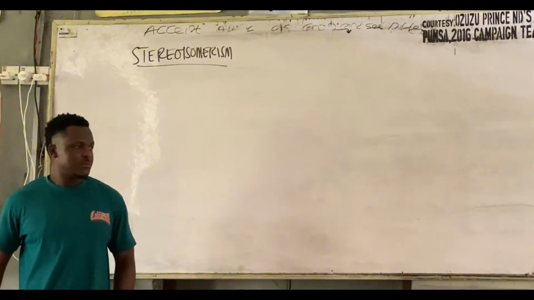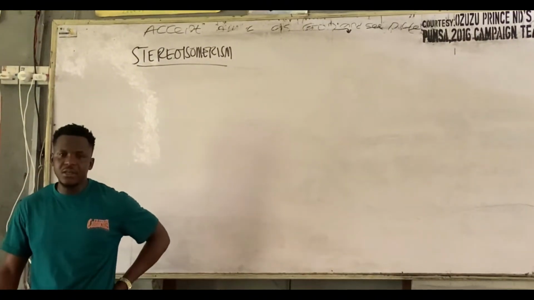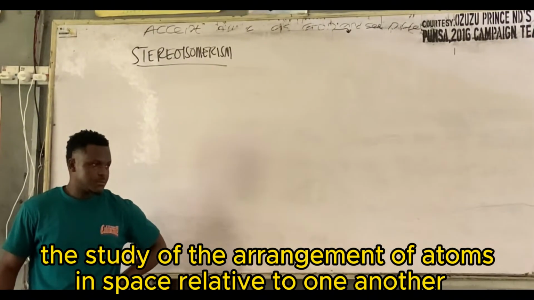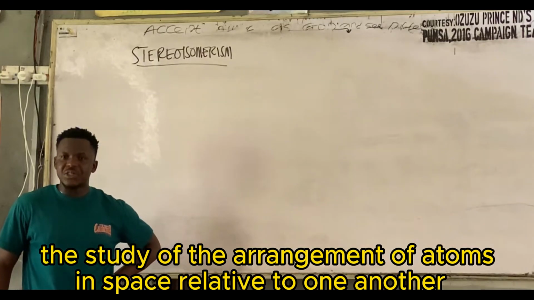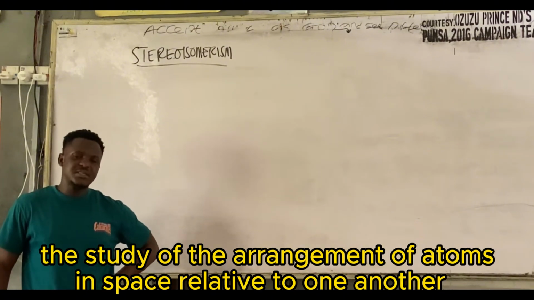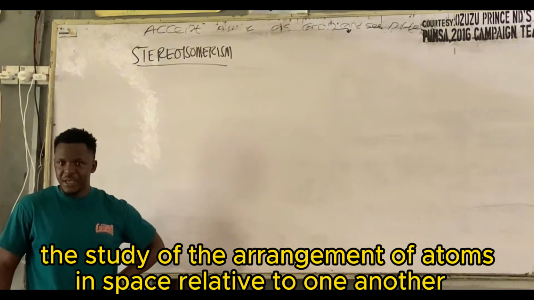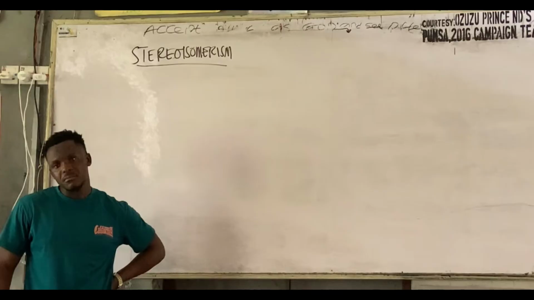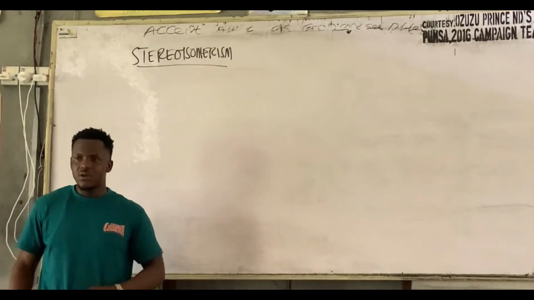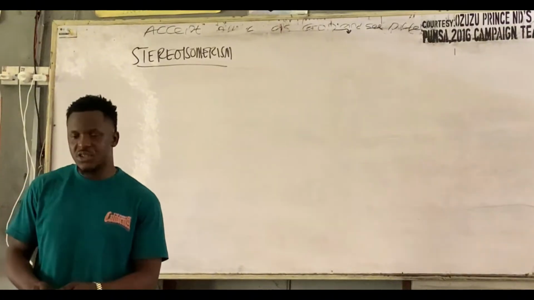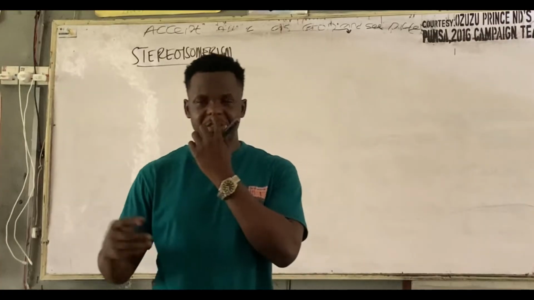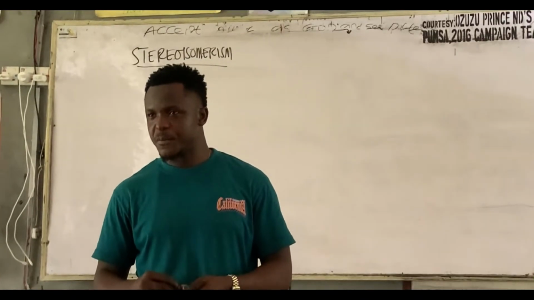Listen up. This is a study of the arrangement of atoms in space relative to one another. Now let me explain some. Please pay attention. Although at this stage you don't really need it, for those of us in pharmacy or chemistry, MCB, you're going to need it when you get to 200 level.